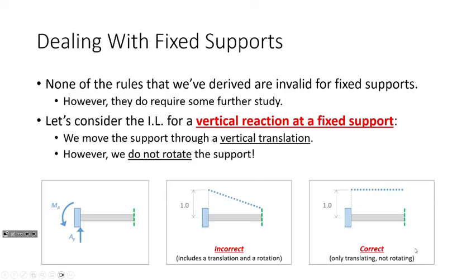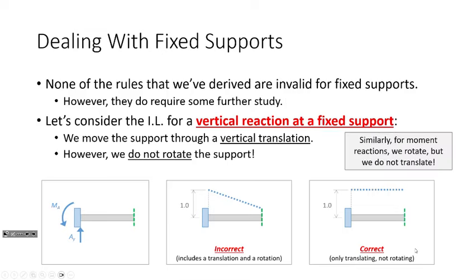So, I'll come up with an example here in a second that's a little wild, but when I show you the wild example, the simple example might actually make a little bit more sense. Okay, and so the other thing I'd say is that for moment reactions, it's the same thing reversed. If you're trying to draw the influence line for the moment reaction, you would rotate the joint, but you wouldn't translate it, okay?